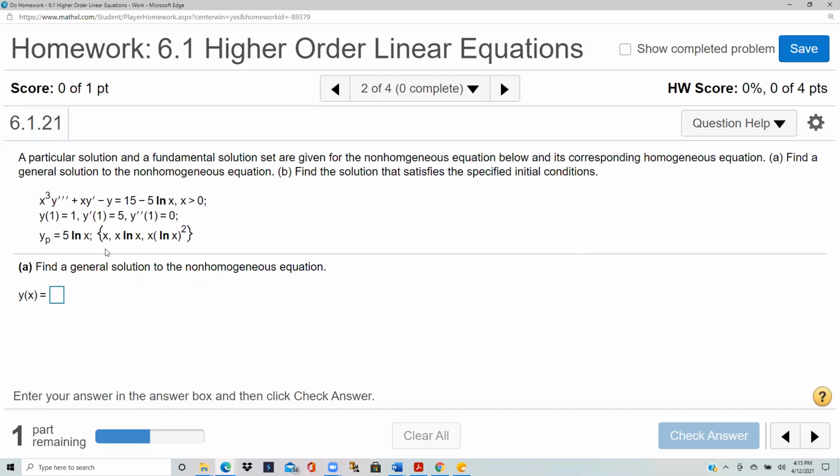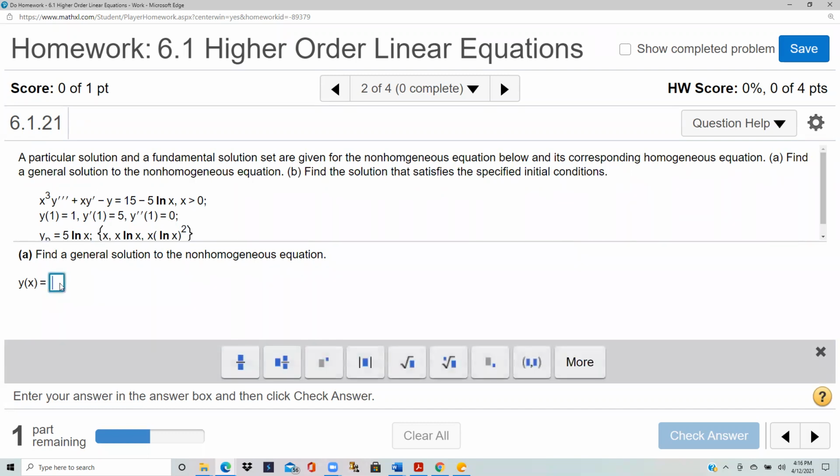All right, so now the particular solution is 5 ln x. So you know the general solution will be the particular solution plus a times the first fundamental solution, plus b times the second fundamental solution, that's x ln x, plus c times the third fundamental solution, the c times x ln x whole square.